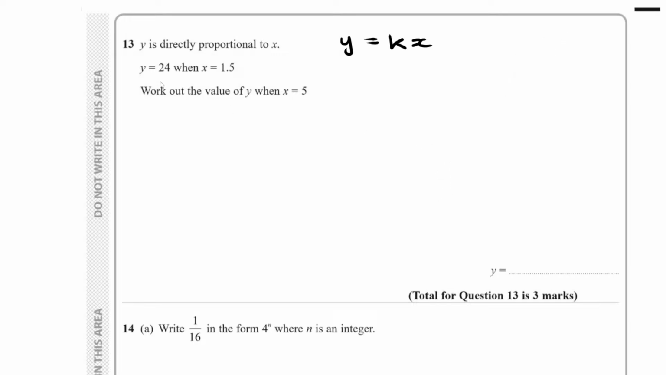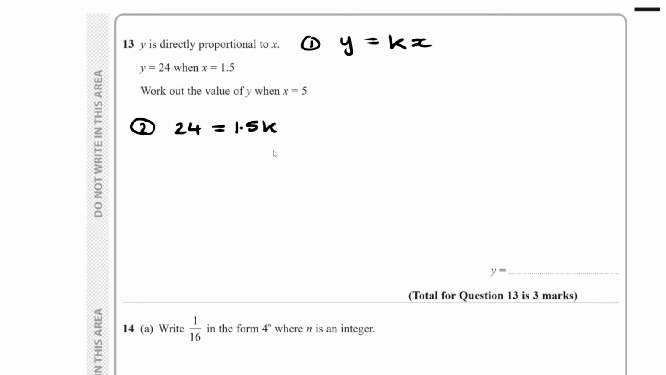Then they will have to give you what I call a matching pair, so a pair of numbers for both y and x. The reason why we're given that is because we want to find out k. So that's step 1. Step 2, work out the value of k. So substitute in the 2 values that they've given you. So 24 is equal to k times 1.5. So I'll just write it as 1.5k.